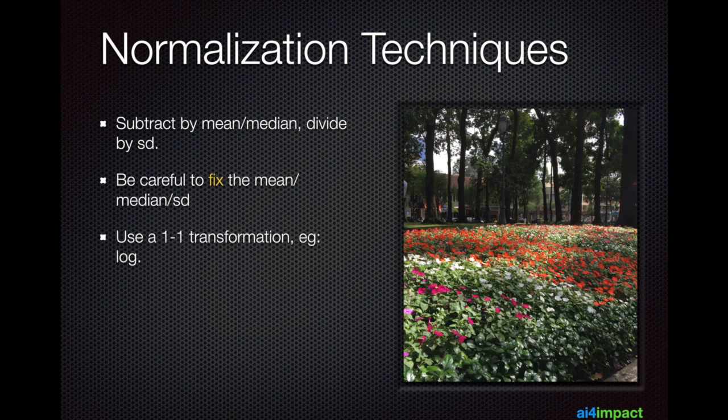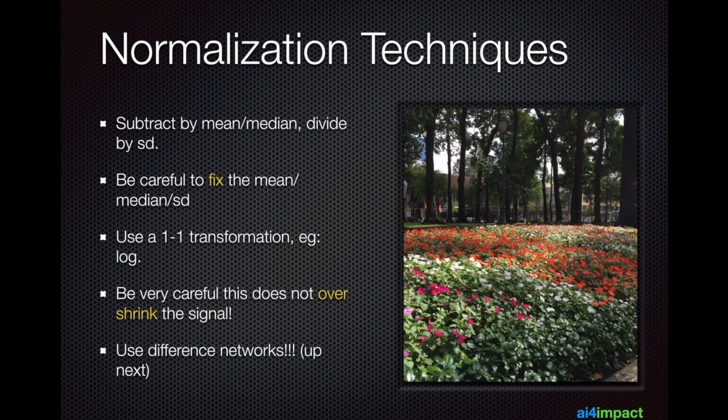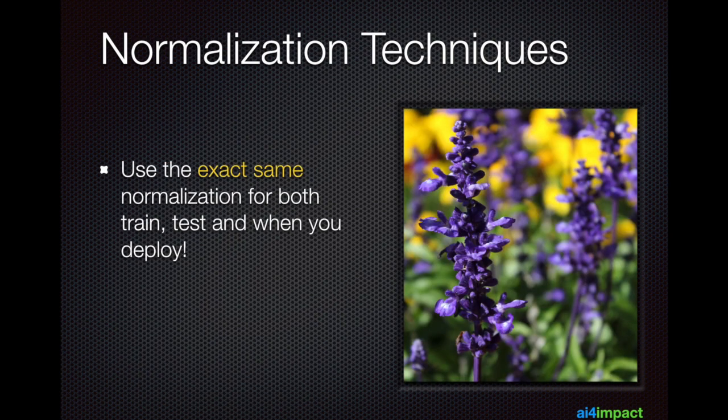A second method is to use a one-to-one transformation, which can shrink values, like a log. Be careful using this because the log could overshrink the signal and you lose the fine details of the signal itself, which are valuable for prediction. In many industrial applications, you can use difference networks, which we will discuss next. Again, I want to emphasize that you have to use the exact same normalization for both training and testing, and also when you deploy. Otherwise, your network will not give the right results.